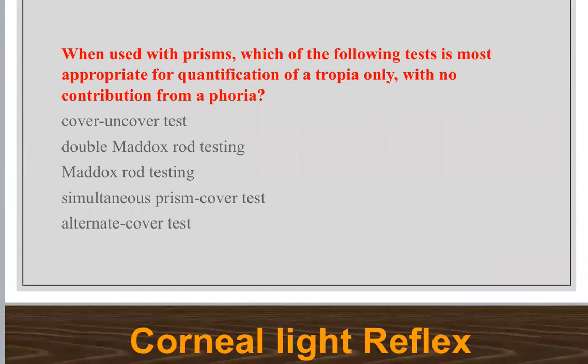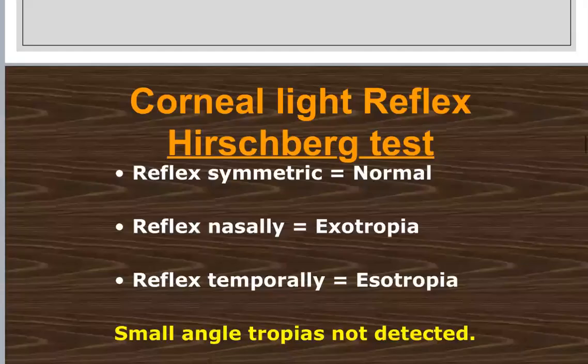Okay, when used with prism, which of the following tests is most appropriate for quantification of tropia with no contribution from the phoria? It is the simultaneous prism cover test. This is also a question from IDOCS.